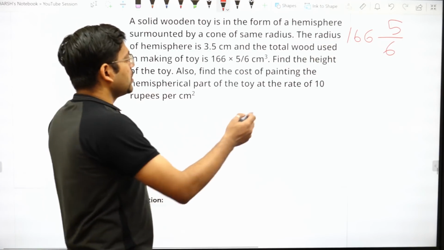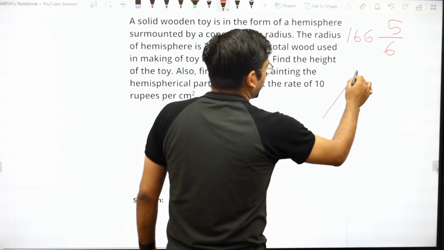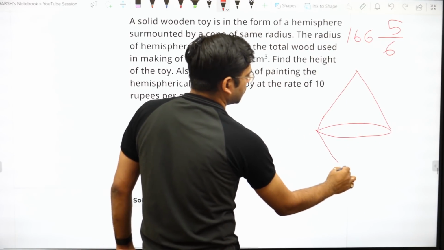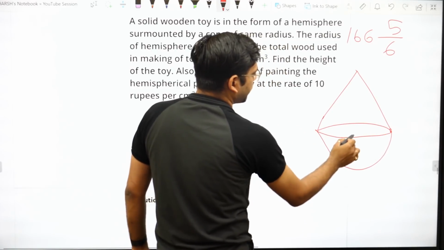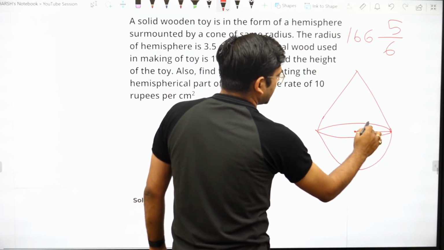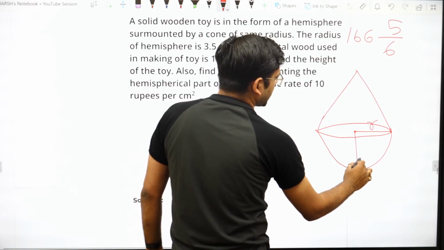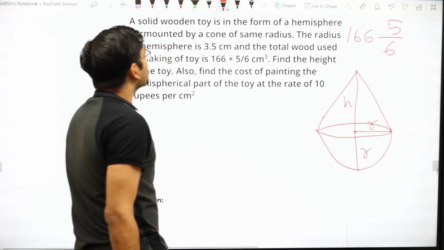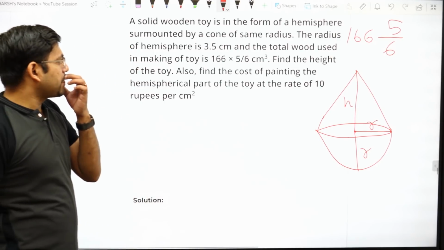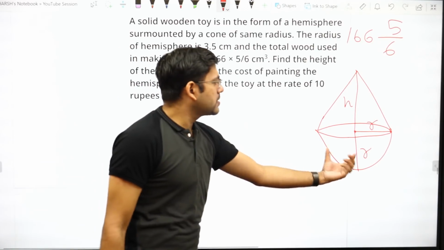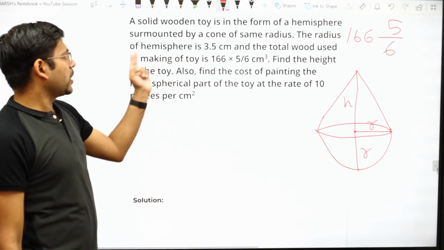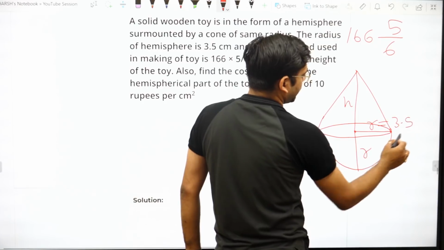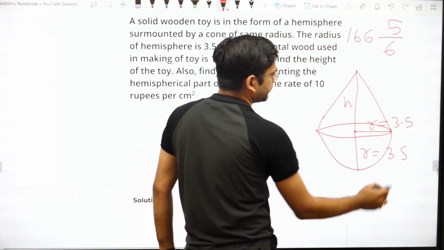Now, solving this question, the diagram would look something like this. This is the radius, this is the radius, and this is the height. The wooden toy is a hemisphere surmounted by a cone. The radius of the hemisphere is 3.5 centimeter, so this is 3.5, and this is also 3.5.